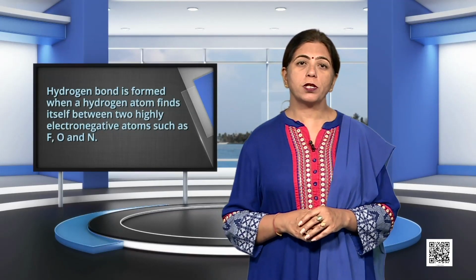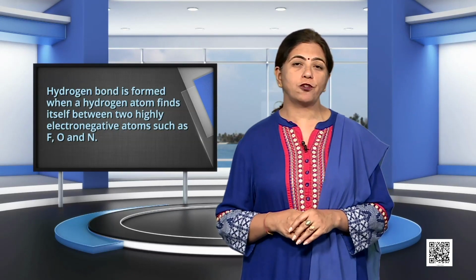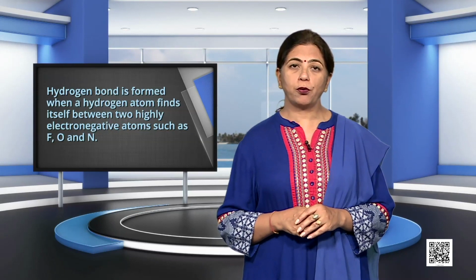A hydrogen bond is formed when a hydrogen atom finds itself between two highly electronegative atoms such as fluorine, oxygen and nitrogen. It may be intermolecular, that is existing between two or more molecules of the same or different substances, or intramolecular, that is present within the same molecule. Hydrogen bonds have a powerful effect on the structure and properties of many compounds.